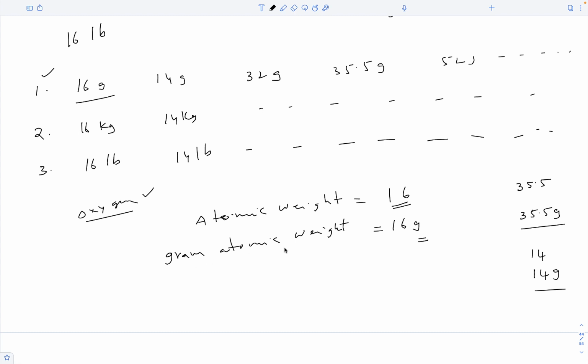Now, if you feel gram atomic weight is too long, you can drop this word completely and these two letters as well. So it becomes gram atom. So gram atomic weight and gram atom are one and the same. Simply put, it is the atomic weight of an element in grams. Remember, gram atomic weight and gram atom represent certain mass of an element.